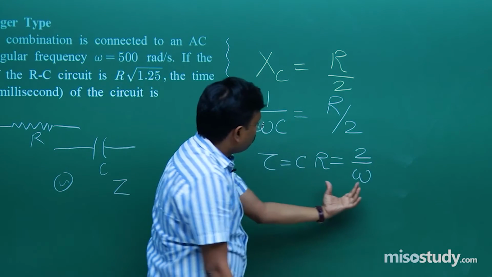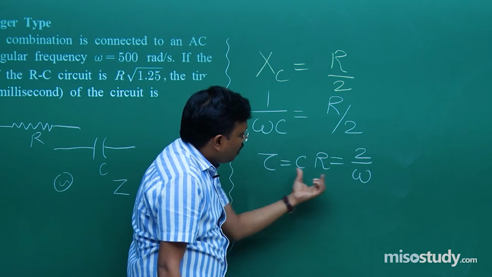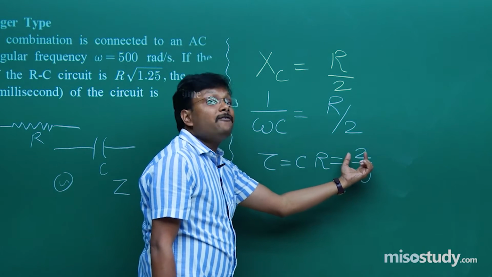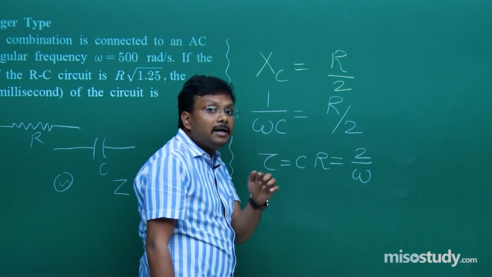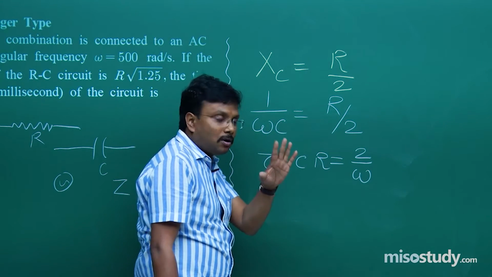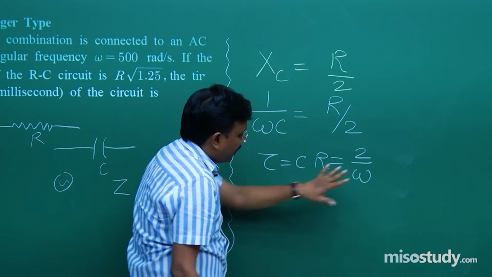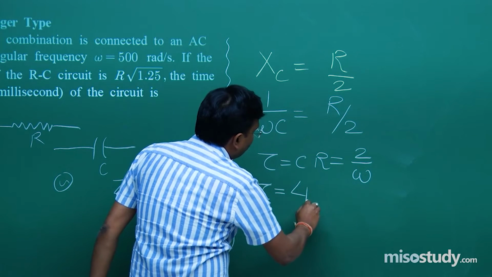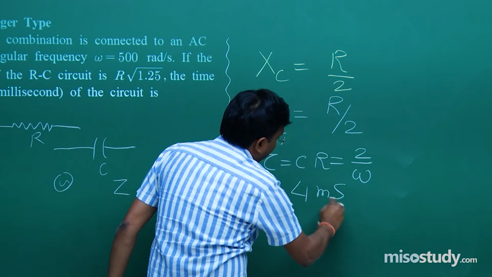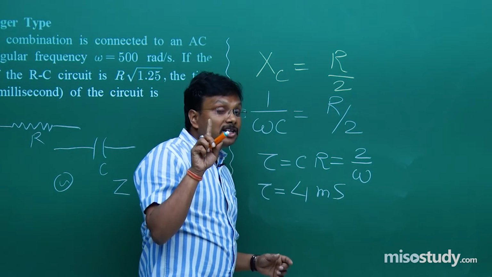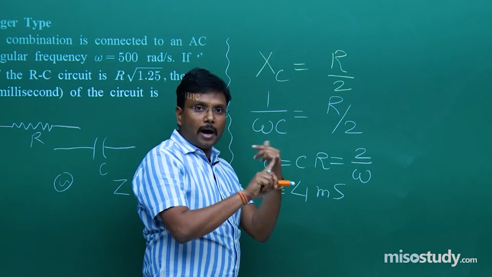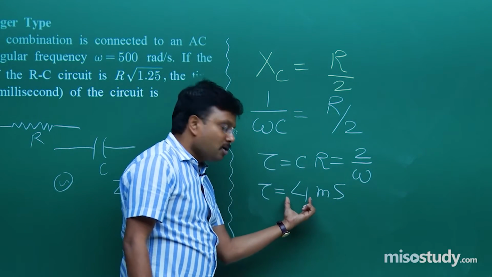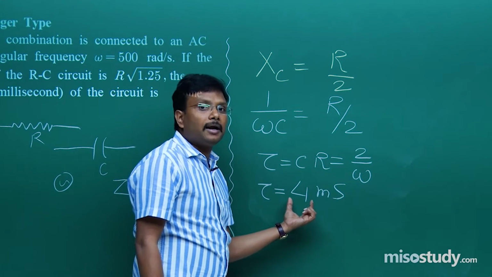And in this formula, what is the value of omega given in the problem? 500 radian. So put the value. So tau is equal to 2 by 500, that is 1 by 250. And when you solve this, tau is equal to 4 millisecond. So what I initially suggested, 0, 1, 2, 3, 4, something like that. So the integer 4 is the correct answer.